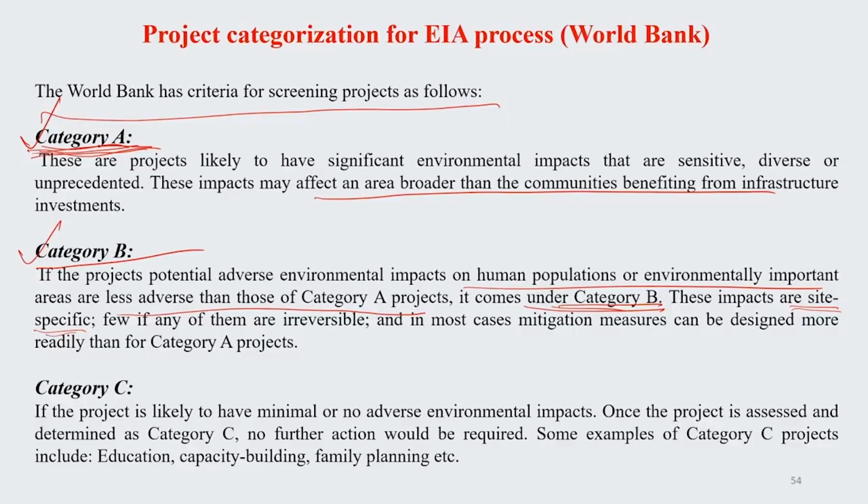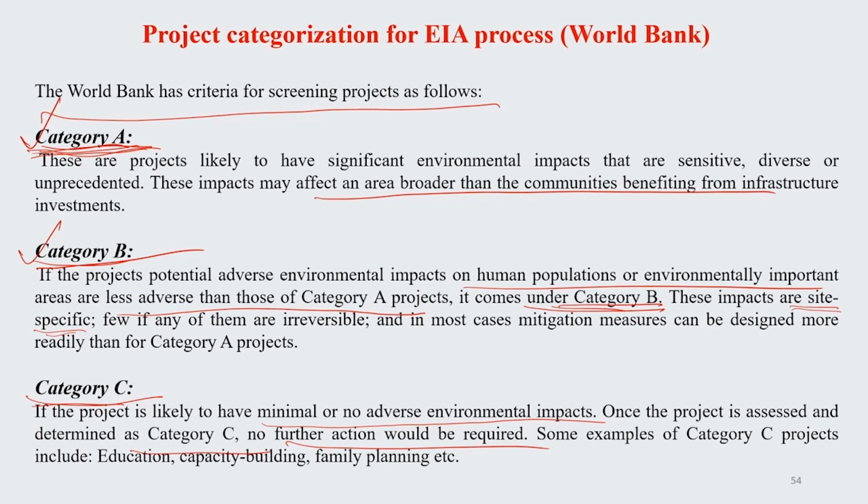And if a development project comes in and is going to affect that, the effect will be site specific, but it will have an effect on human population. So, that kind of project will come under category B, clear? Now, next is category C. If the project is likely to have minimal or almost no adverse environmental impacts, it will come under category C. And once the project is assessed, analyzed and determined as category C, no further action would be required. So, that means the project can go ahead.